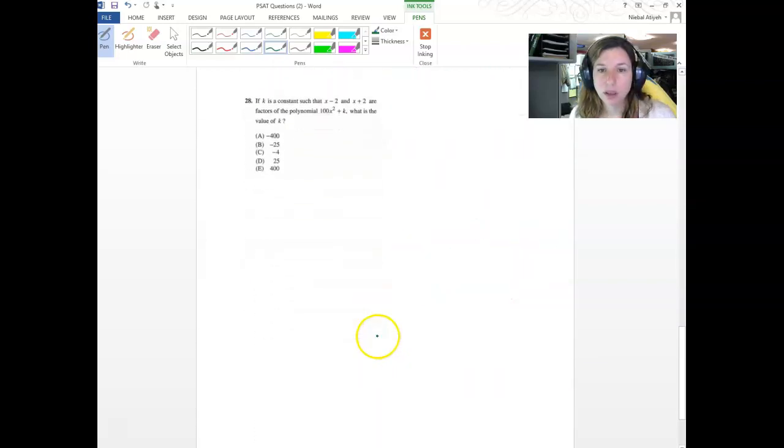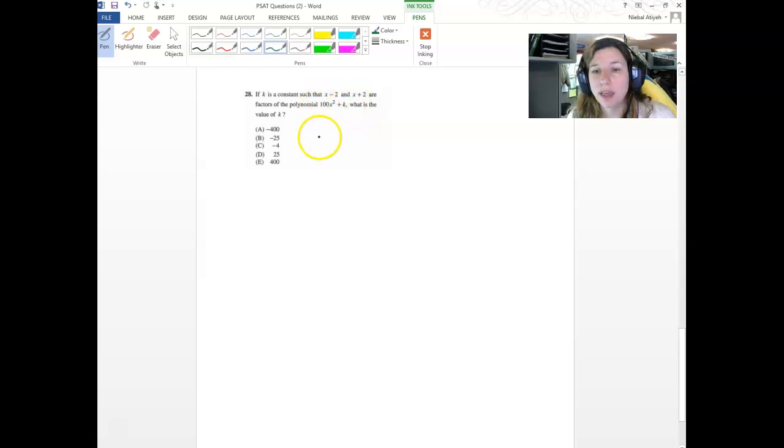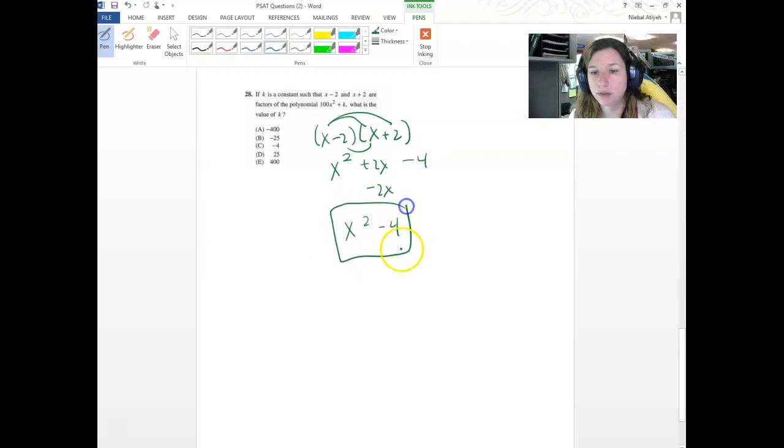Okay. For our last one, we have if k is a constant such that x minus 2 and x plus 2 are factors of the polynomial 100x squared plus k, what is the value of k? So we have x minus 2 and x plus 2. If they're factors, that's how they're shown. If you multiply these out, x times x is x squared, x times 2 is 2x, x times negative 2 is negative 2x, and negative 2 times 2 is negative 4. This simplifies to x squared minus 4.